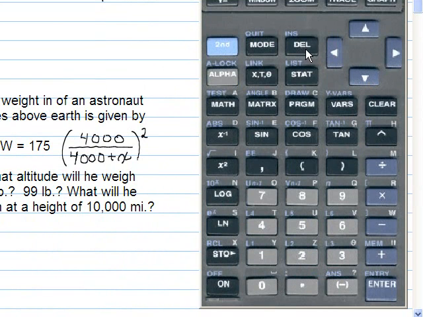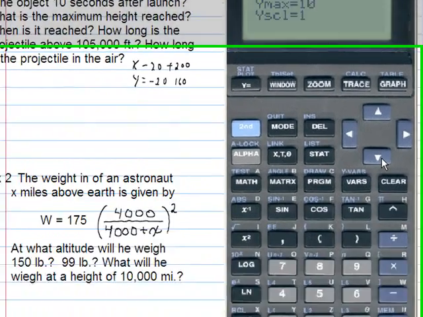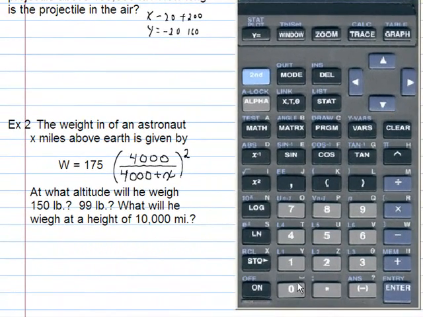Whoops, got 2,000 there. Got to be careful about that. And then I want to mark my graph about every 20 seconds, so I don't get too many marks there. That'll put about 10 or 11 marks on it. Whoops, I said 10, I meant 20.